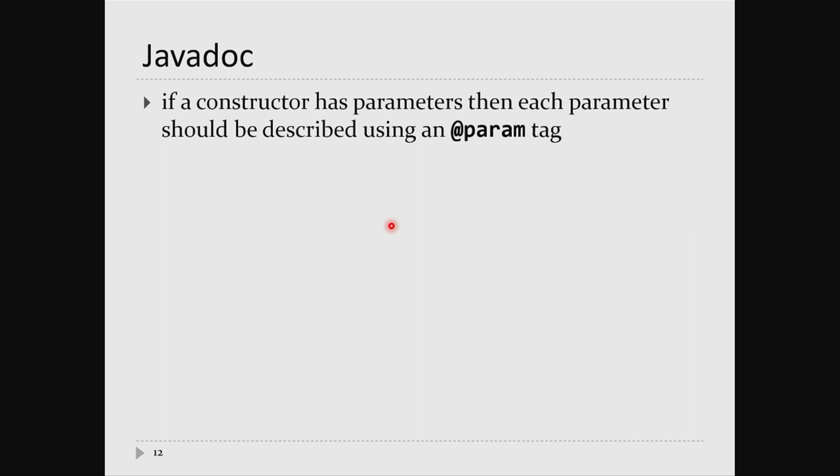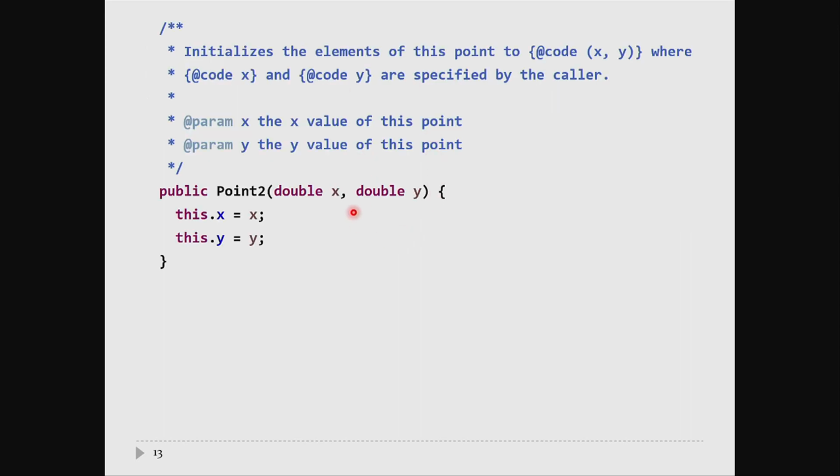If the constructor has parameters, every parameter gets its own @param tag. You should describe the purpose of every parameter. So for the two-argument constructor, at the bottom, after the description, you document every parameter. The tag is @param, space, and then the name of the parameter, and then a brief description of what the parameter represents. So the parameter x represents the x value of this point, and the parameter y represents the y value of this point.